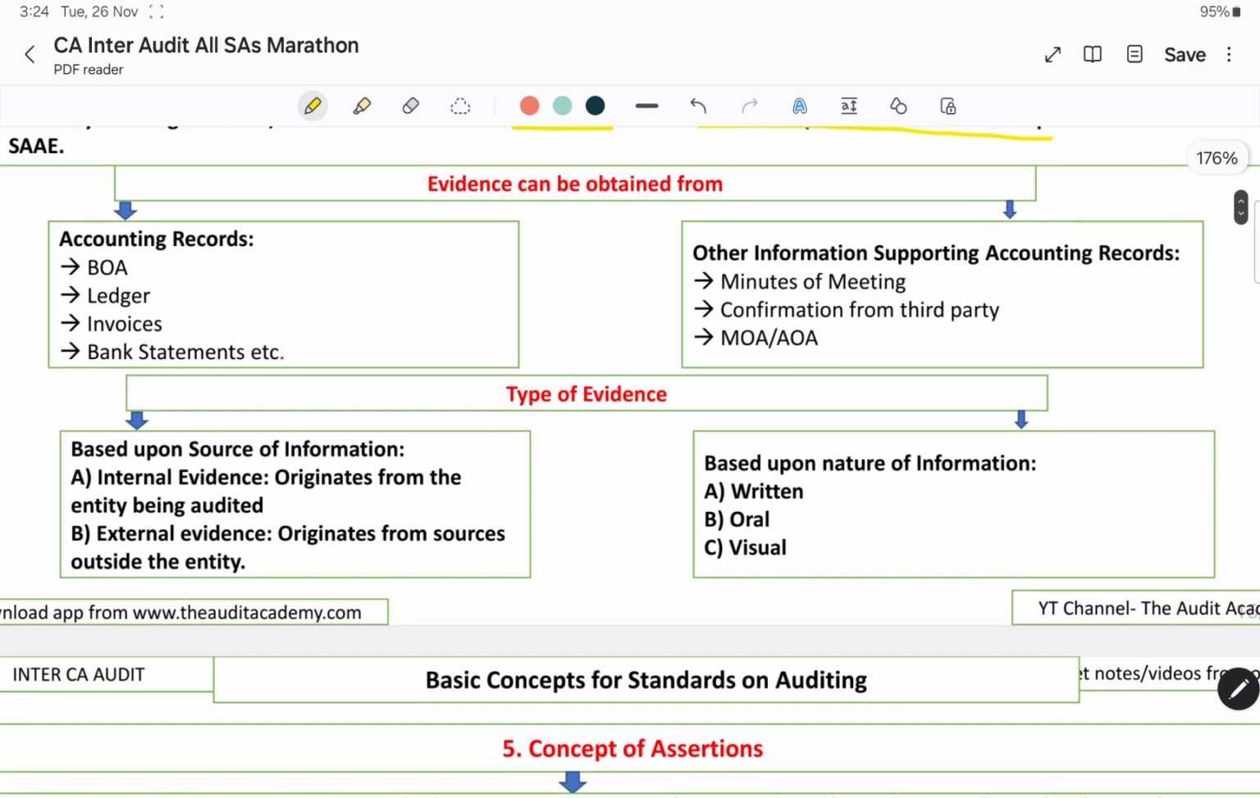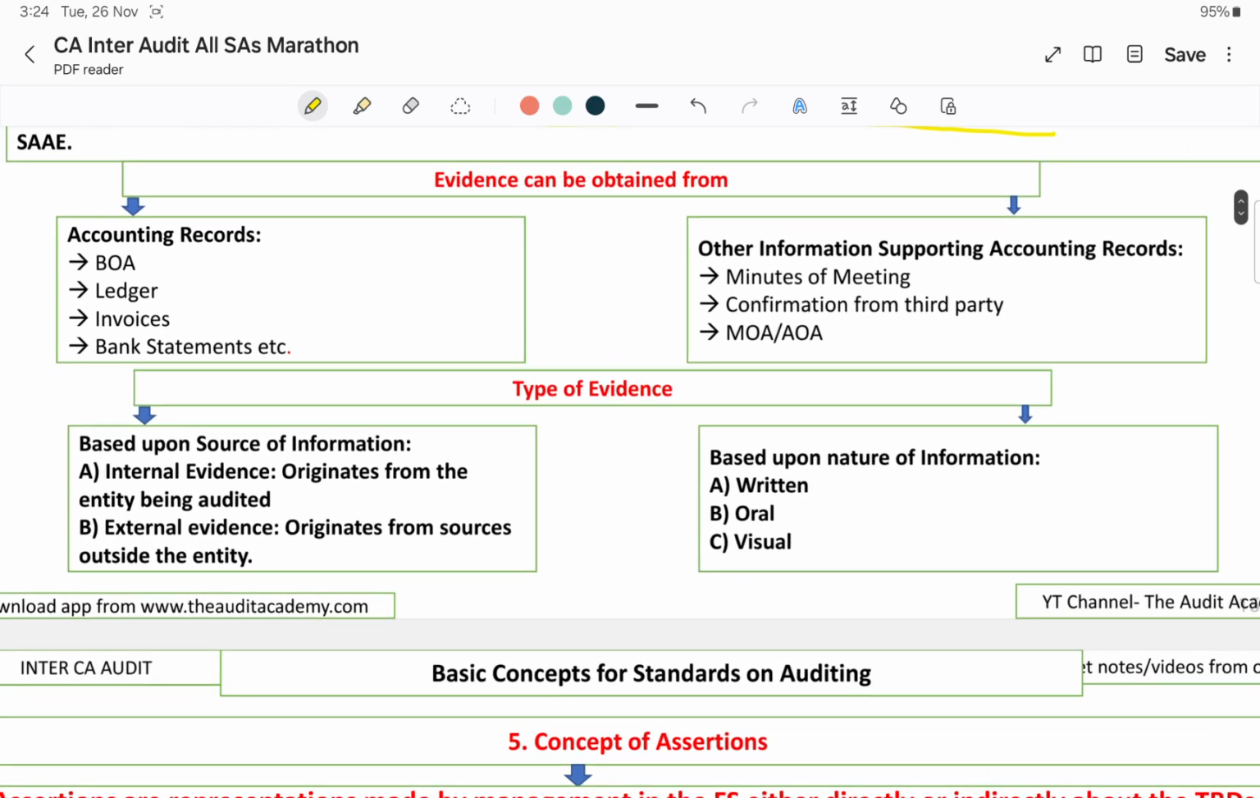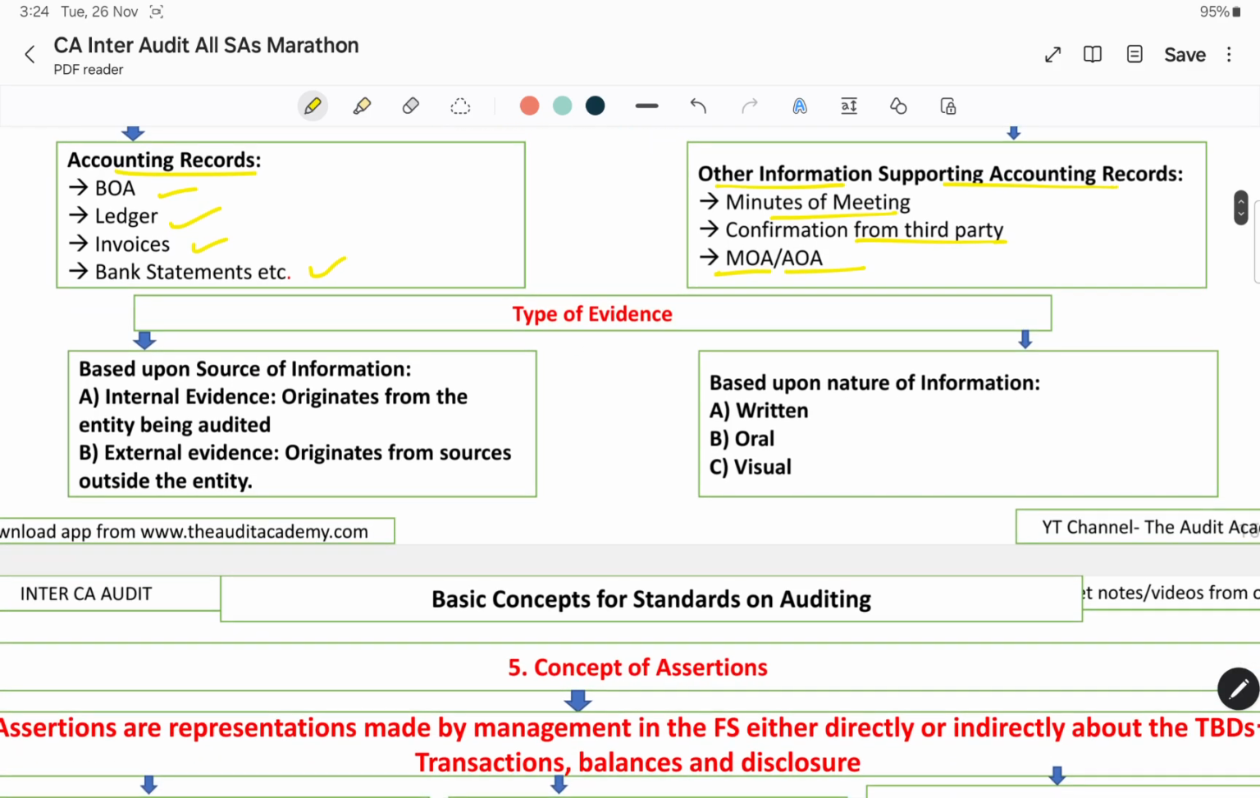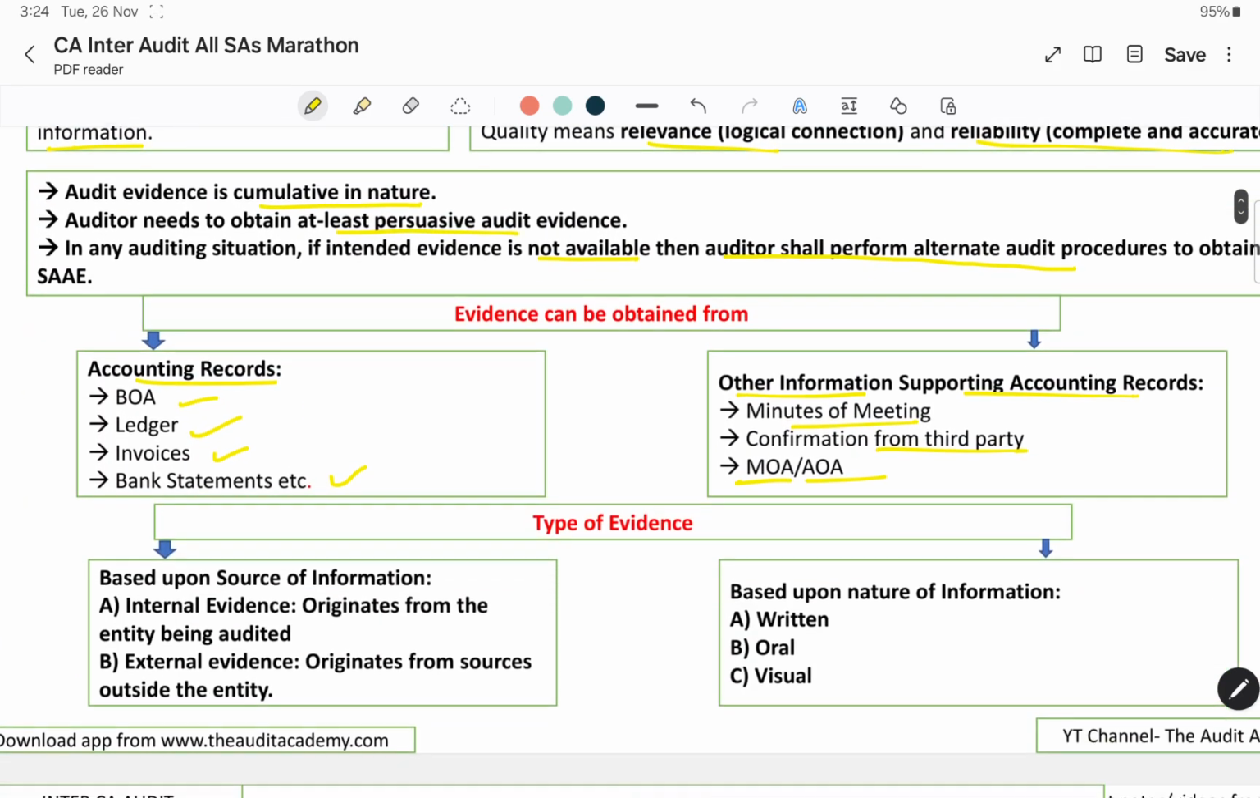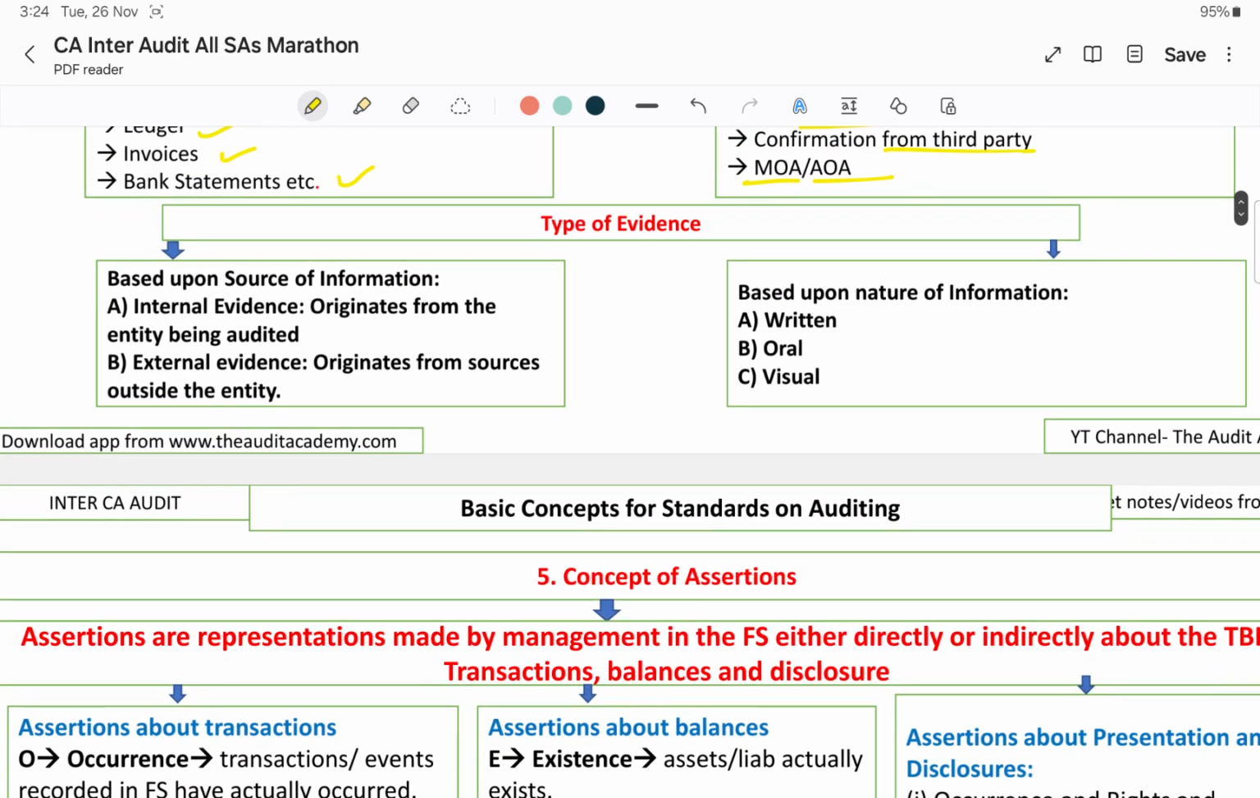Okay. Evidence can be obtained from accounting records, books of account, ledger, invoices, bank statement, etc. And other information supporting the accounting records are minutes of meeting, confirmation from a third party, memorandum of association, and article of association. Types of evidence: based upon source of information and based upon nature of information.